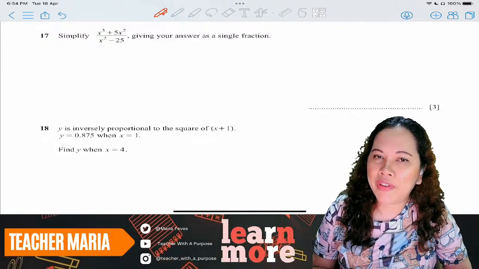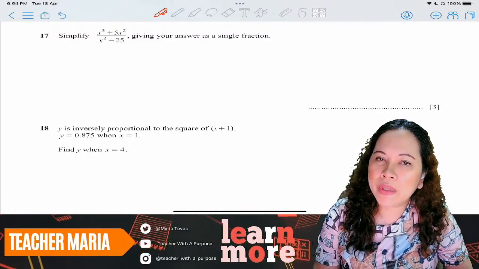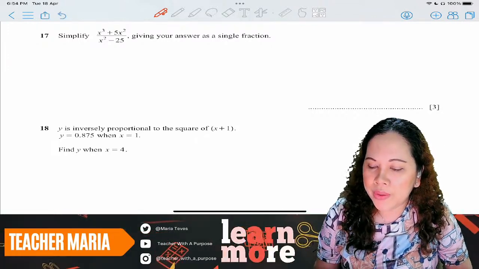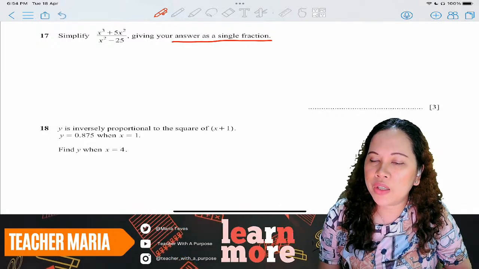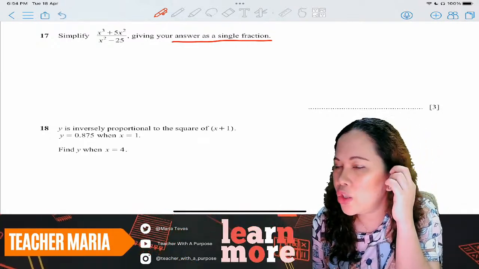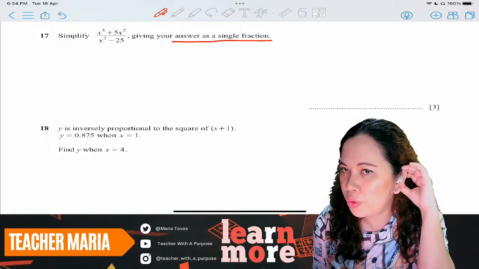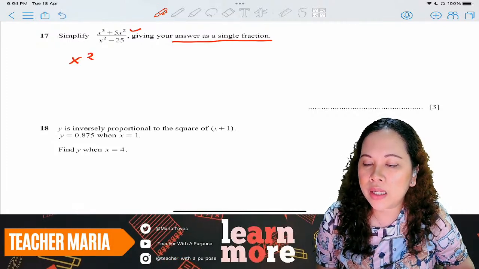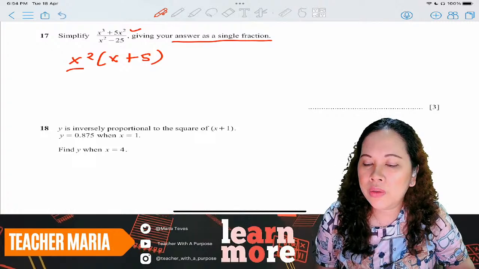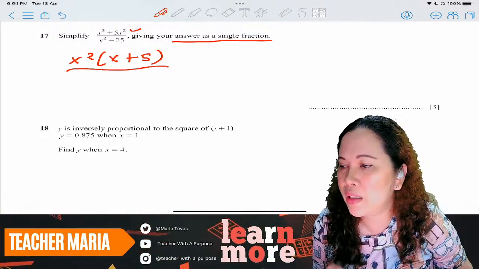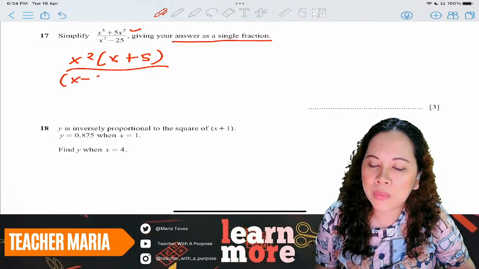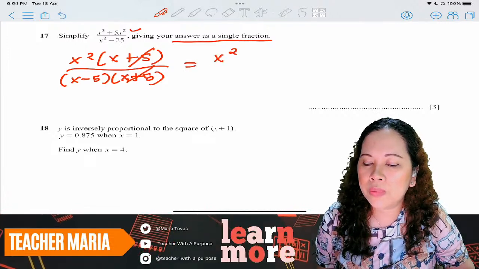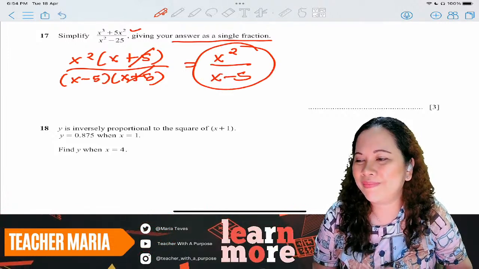We have here number 17. You're asked to simplify by giving your answer as a single fraction. So the first step is to factor both your numerator and your denominator. In the numerator, factor out x squared, that's x plus 5, divided by x squared minus 25, which is a difference of two squares, so you'll have x minus 5, x plus 5. Cancel the common factor. So your final answer will be x squared divided by x minus 5.